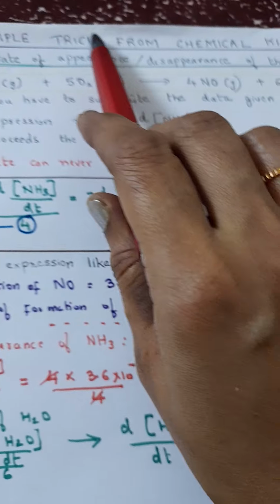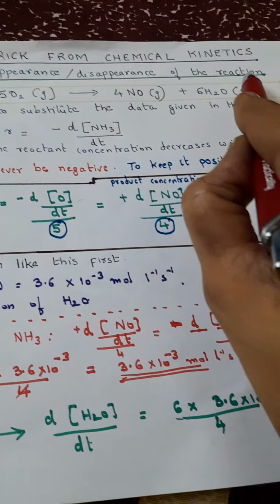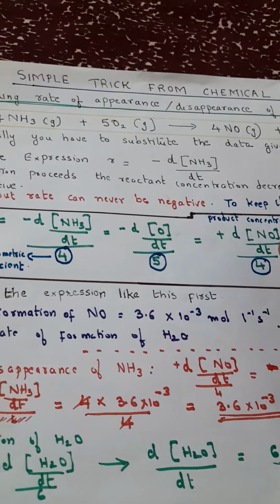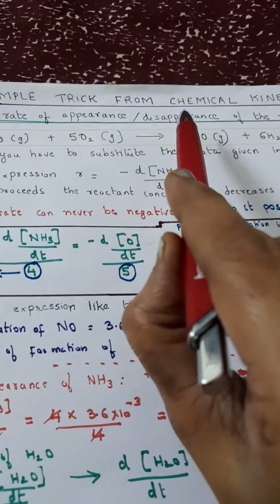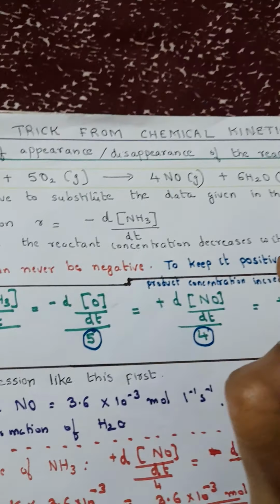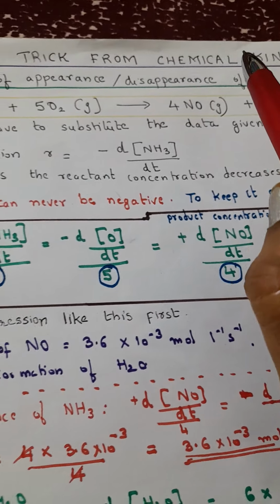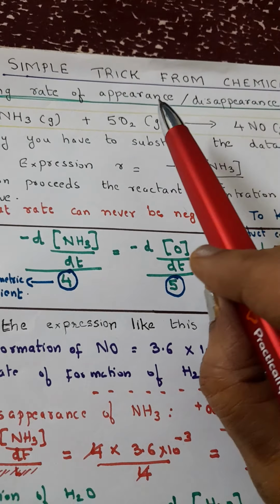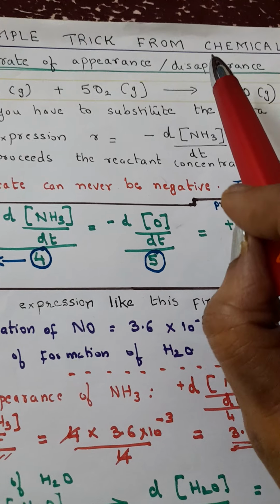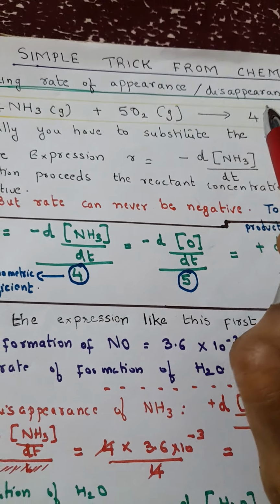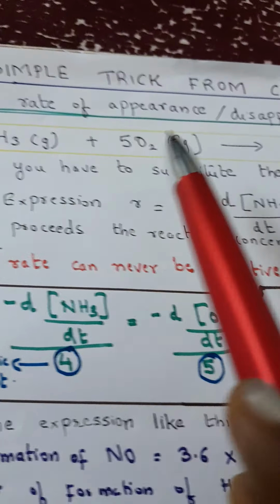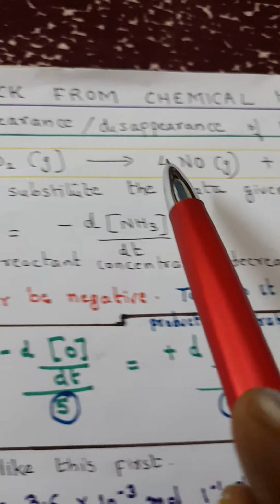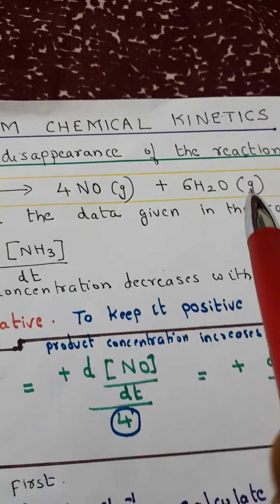So today I have come to teach all of you a very easy and simple trick from Chemical Kinetics, Class 12. What I am going to tell you today is finding the rate of appearance or disappearance of a reaction. There is a very simple method to calculate or solve it. For that, let me take an equation as an example: 4NH3 plus 5O2 gives 4NO plus 6H2O.